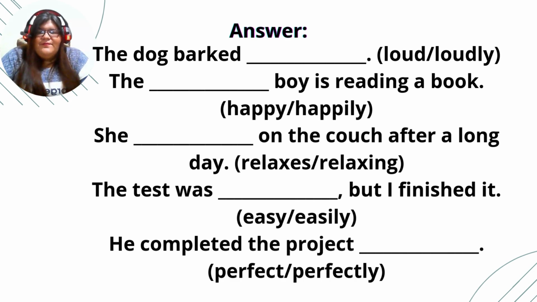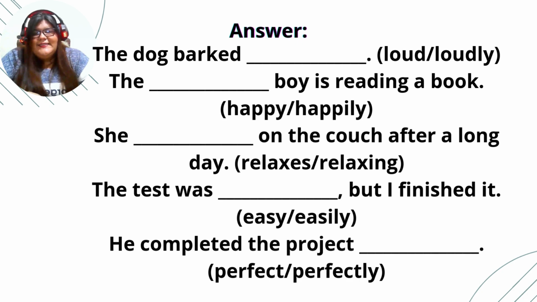So, let's begin. We have in the first example, the dog barked. Which could be the answer, loud or loudly? I don't know. Let me know down below in the comments which word you think is more accurate or will give sense to this sentence. Then we have, the boy is reading a book. It could be happy or happily. I don't know. Let me know down below in the comments.